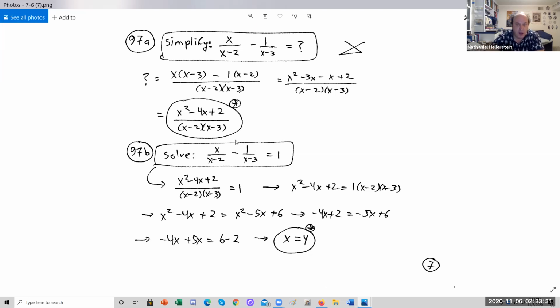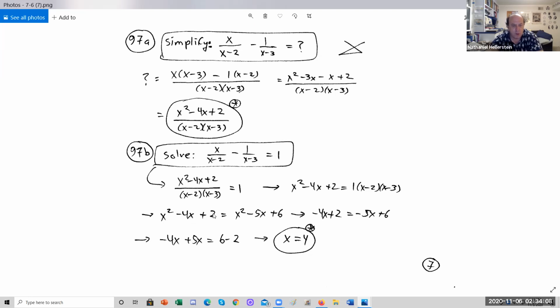97b has that whole expression equals 1, solve it. Well, we've already figured out what this left side is. It's this. So x squared minus 4x plus 2 over x minus 2 times x minus 3 equals 1. All right, the next step is to transpose this x minus 2 times x minus 3 to the other side by multiplication. Get x squared minus 4x plus 2 equals 1 times x minus 2 times x minus 3. Okay, this right side expands to x squared minus 5x plus 6. The left side is still x squared minus 4x plus 2.